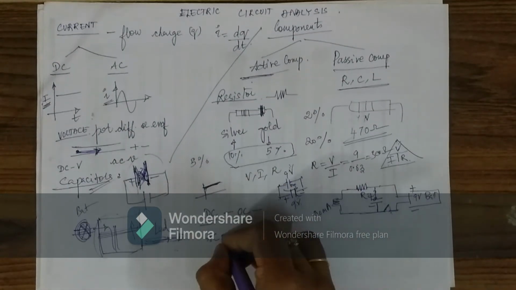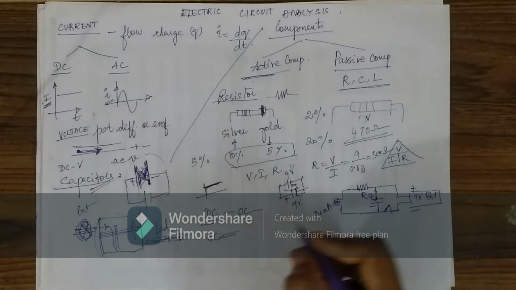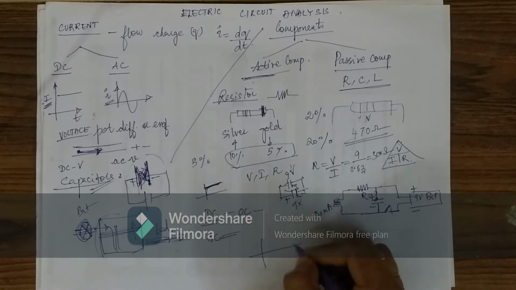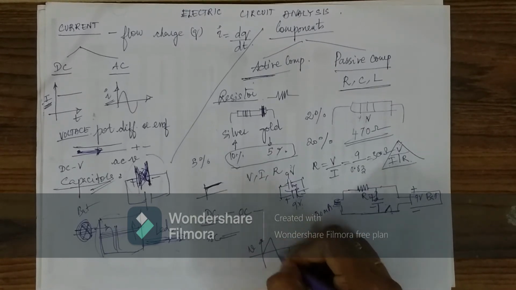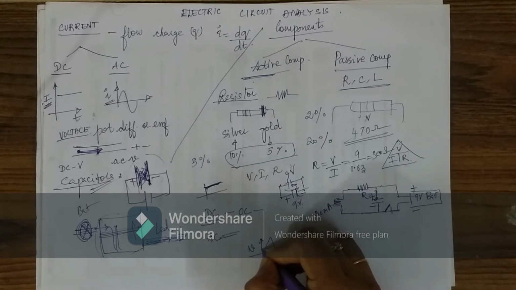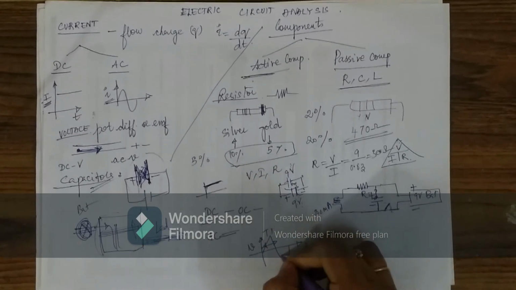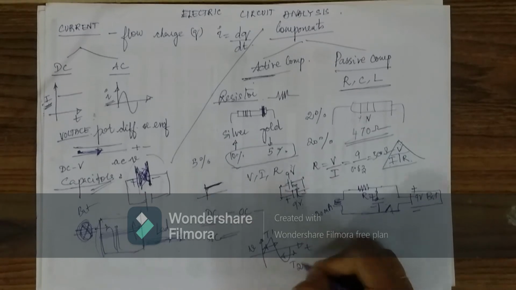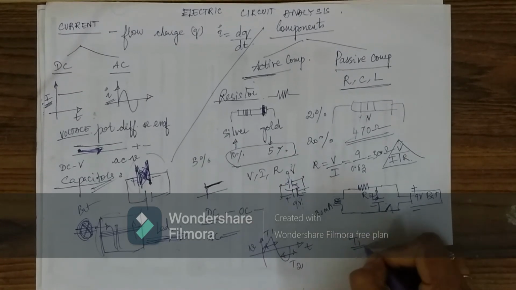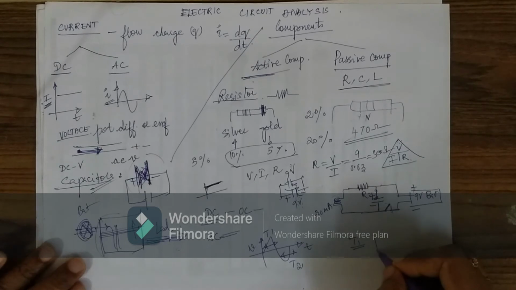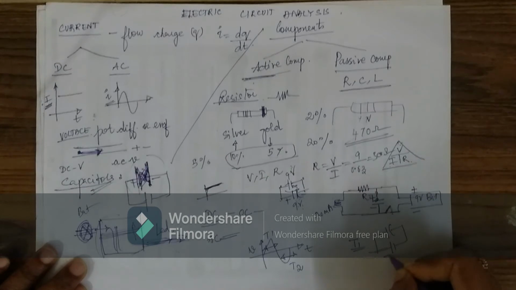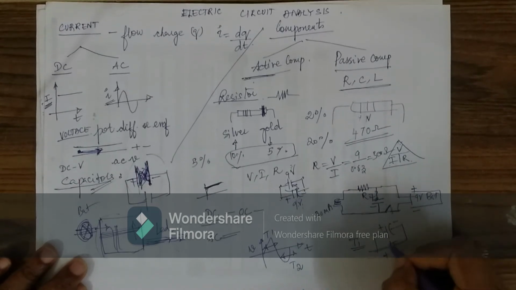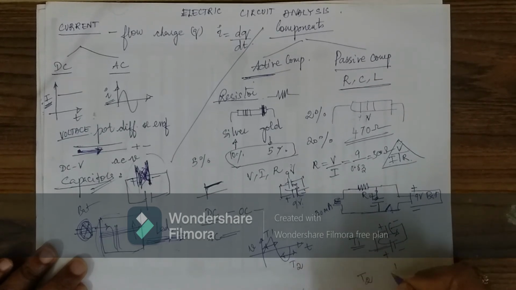For AC voltage, for AC circuits, what happens? As I told, alternating voltage varies sinusoidally with respect to time. So you have two time periods, T1 and T2. During this time period T1, your circuit will be like this. Plus minus, plus minus. So the direction of current will be like this. So at T2, what happens?